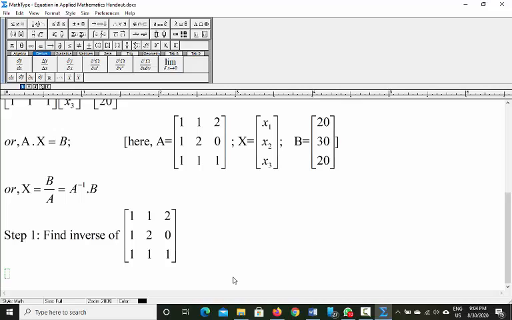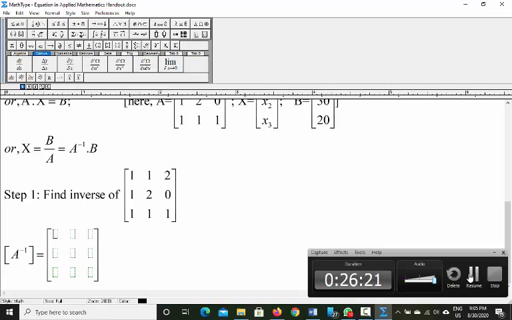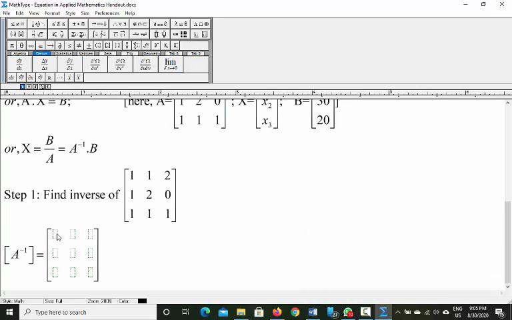I have already shown you how to find the inverse of a matrix using the cofactor matrix method and the Gauss-Jordan method. Suppose here you will use the cofactor inversion method and you will write the answer. At this moment I am not going to show you how to get the inverse of a matrix. Okay, I have already calculated the inverse of this matrix.